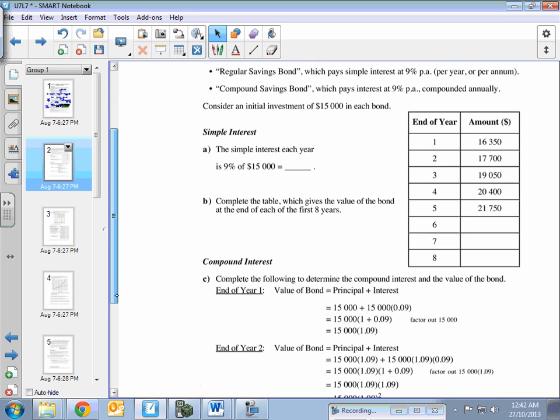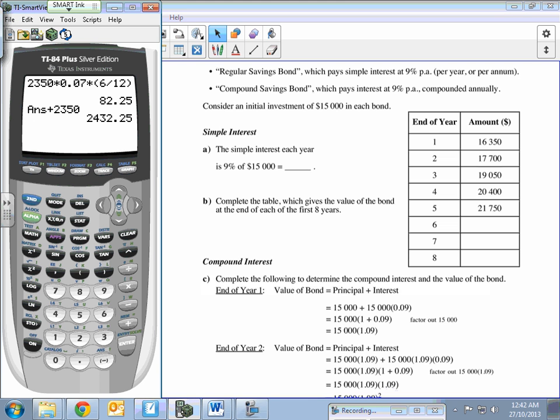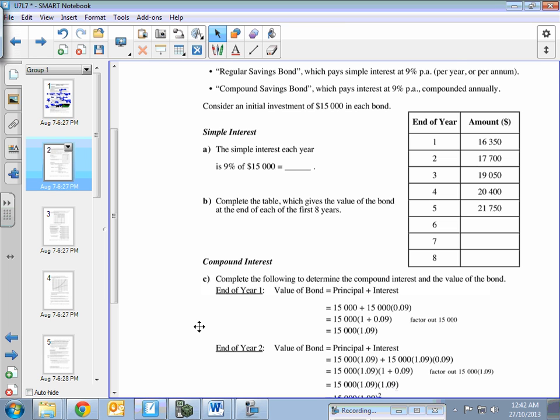So simple interest each year is 9% of 15,000. So let's just figure out what that is. So 9% would be 0.09 times 15,000. Enter. So 1,350. So this means that every single year I go up $1,350.